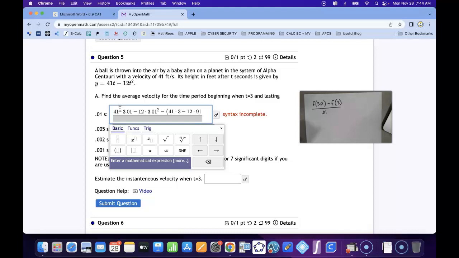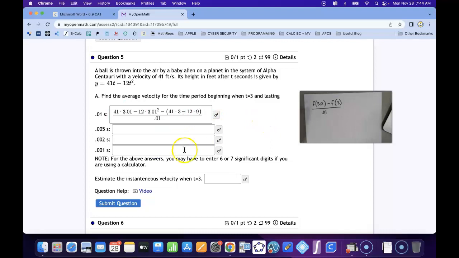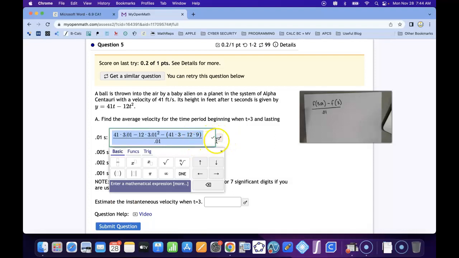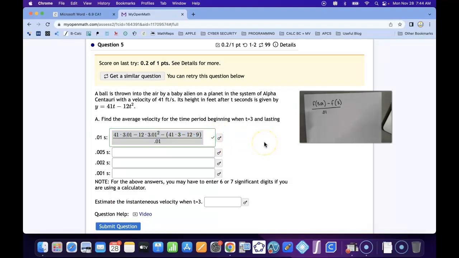Where did the 9 come from? And then in the denominator, let's type in 0.01. I don't know if this is going to work or not. Let's see what it does. I'll submit the question, see what it comes up with. Yeah, so it took that. It's okay with that. It gave me the green check mark, so I can save a lot of time.